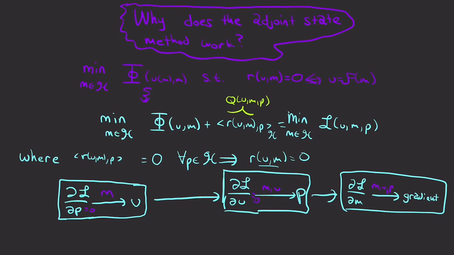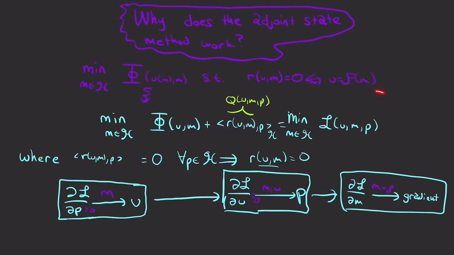Hi everyone, in this video we're going to discuss those two points from the last video regarding why I can ignore implicit dependence of u on m, and why all of this gives me the right gradient at the end with the adjoint state method.